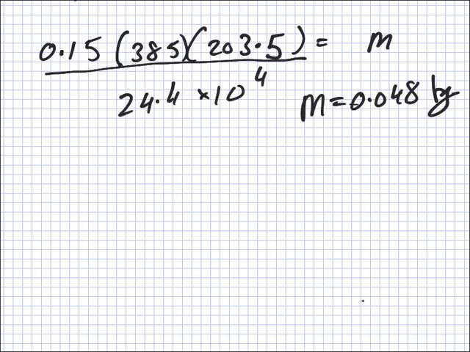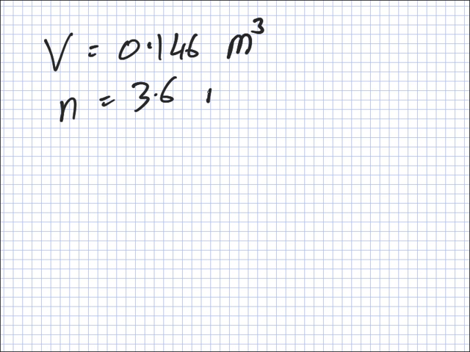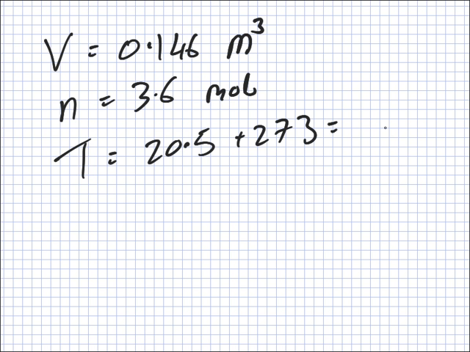Okay. C was ideal gas law. So you have your volume. It's 0.146 meters cubed. It contains 3.6 moles of oxygen at a temperature of 20.5 plus 273, so 293.5 Kelvin.